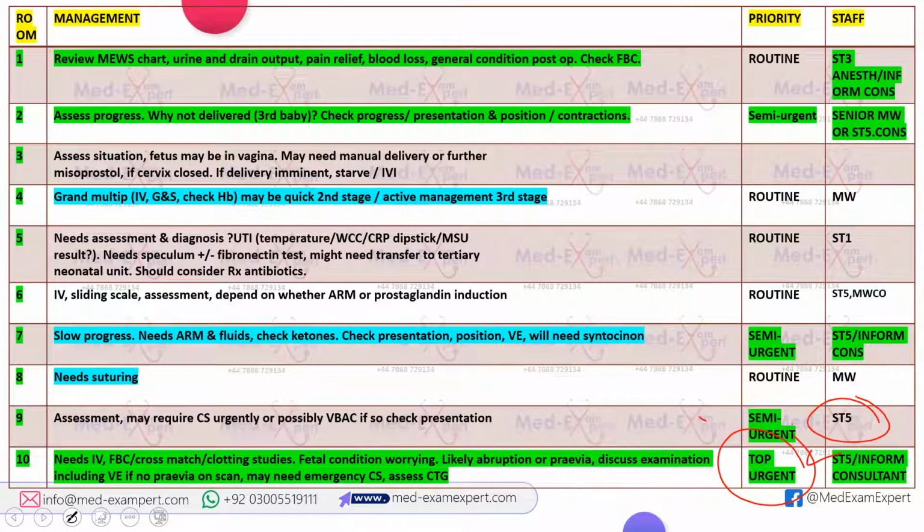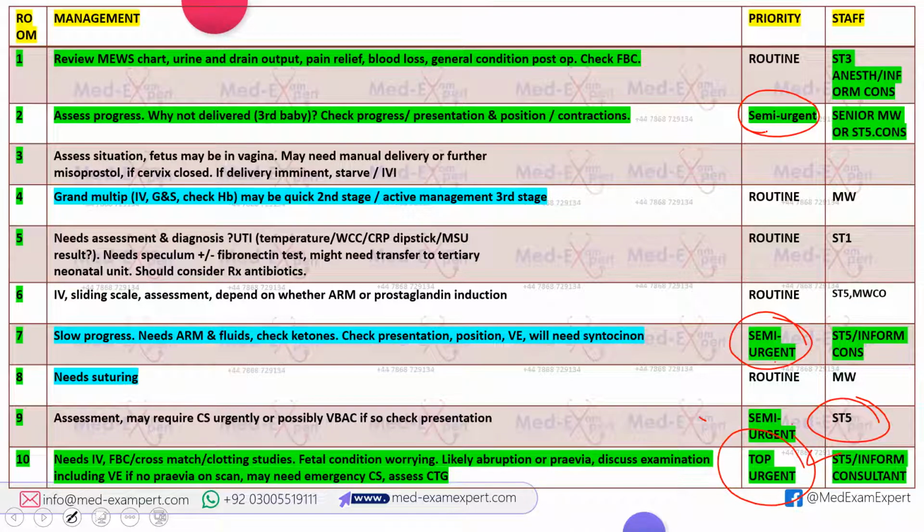Then this can be a semi-urgent case, the DKA, the type 1 diabetic. So yes, I will see this lady myself as well. Then I will look for this patient who is delivering and check progress. I will check the progress, presentation, position, and contractions. So senior midwife, and later on ST5, I will involve my consultant as well.